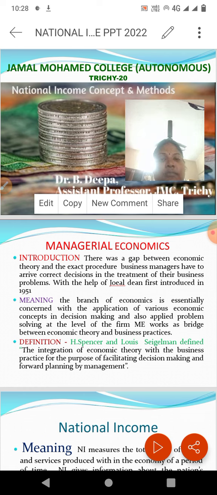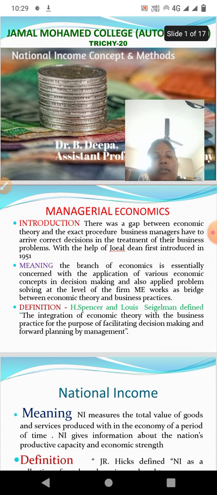Economist Joel Dean introduced managerial economics to help with business problems for business managers. Now, the meaning of managerial economics is discussed.